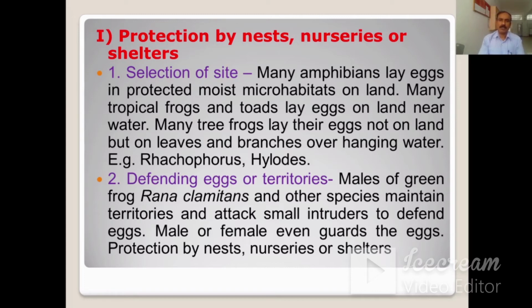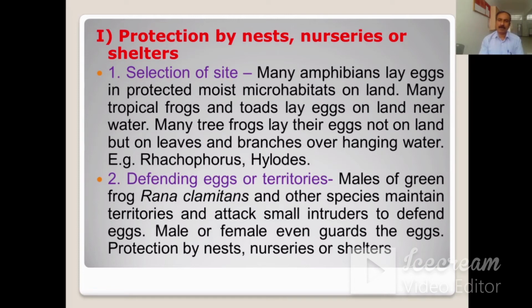There are different points. Number one is selection of the site. Many amphibians lay eggs in protected moist microhabitats on land. Many tropical frogs and toads lay eggs on land near water. Many tree frogs lay their eggs not on land but on leaves and branches overhanging water, for example, Rhacophorus and Hylodes.